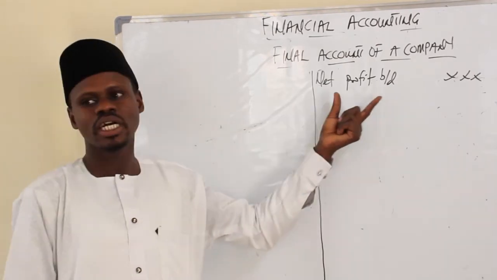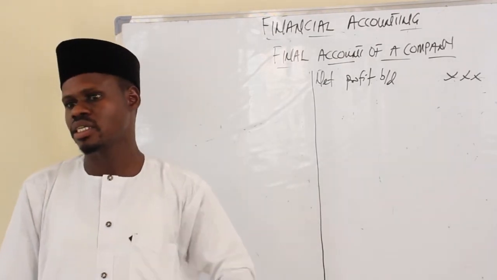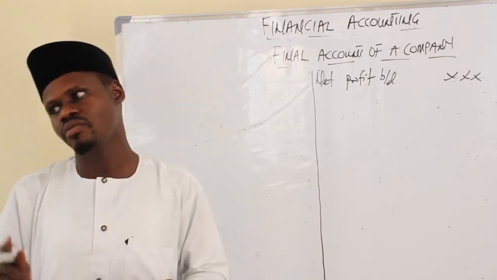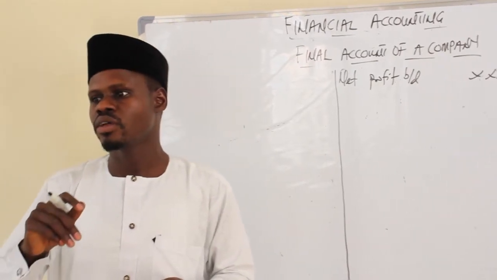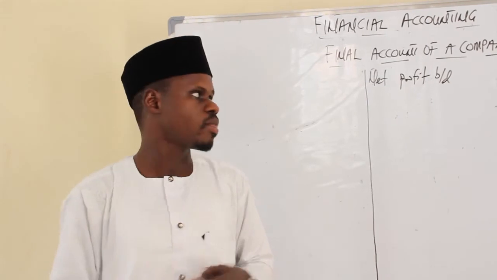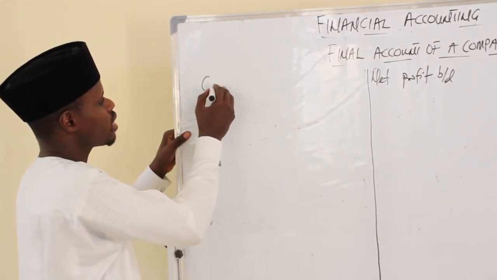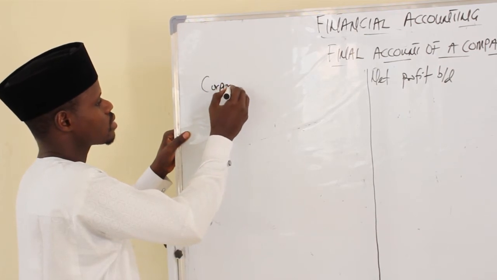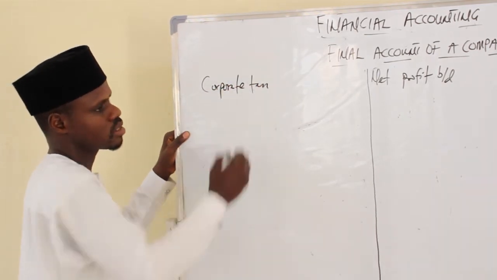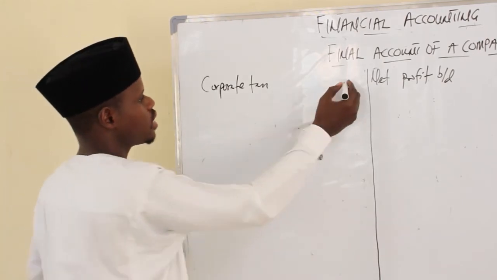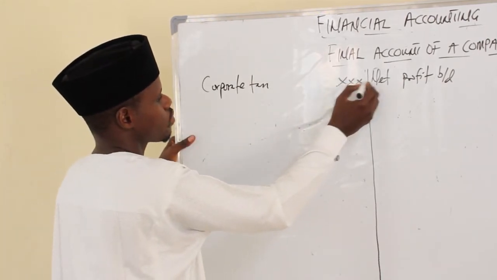Now you are required to share this net profit with the relevant stakeholders. And who are these relevant stakeholders? You have the government, you have your shareholders, you have the owners of the business. For the government, how do you pay the government back? You pay the government through a corporate tax. We call it company tax.